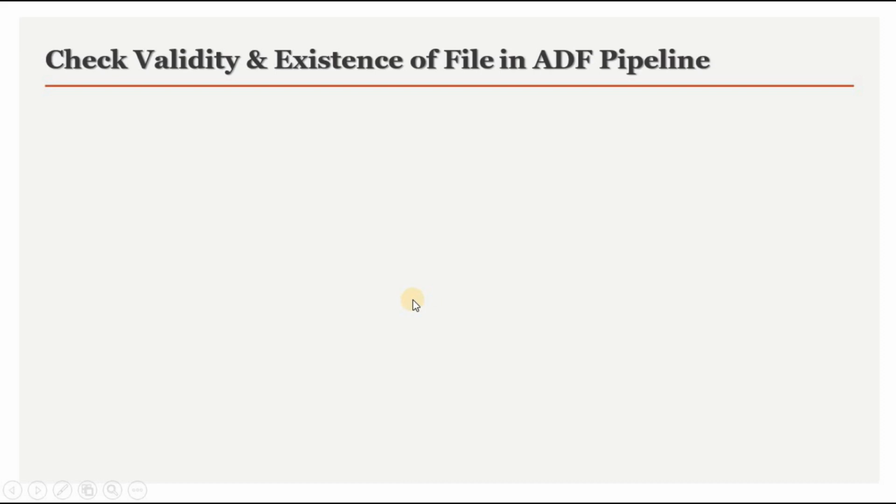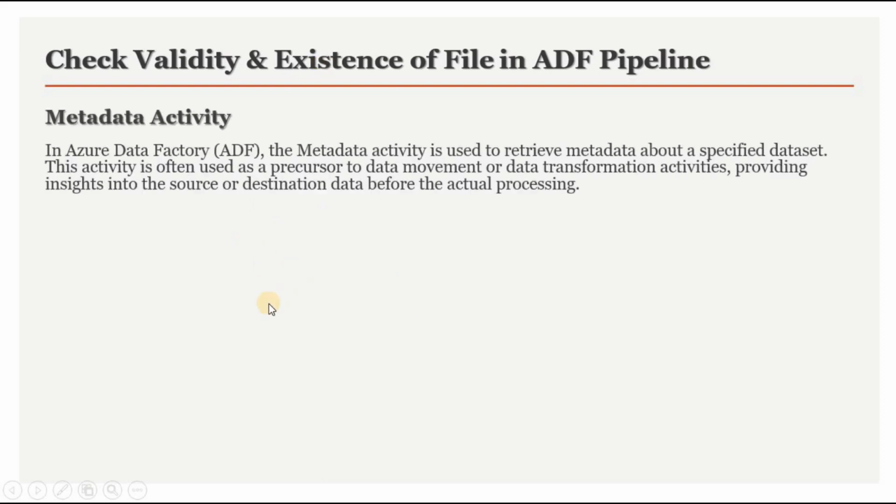Before creating the monitor alert, I want to add a few activities to our existing pipeline, to check the validity and existence of files in the ADF pipeline. So I will add the metadata activity. In Azure Data Factory, the metadata activity is used to retrieve metadata about the specified dataset. This activity is often used as a precursor to data movement or data transformation activities, providing insights into the source or destination before the actual processing. So before the actual processing of our CSV data, I want to add the metadata activity to check the validity and existence of the file in our Azure Blob Storage.